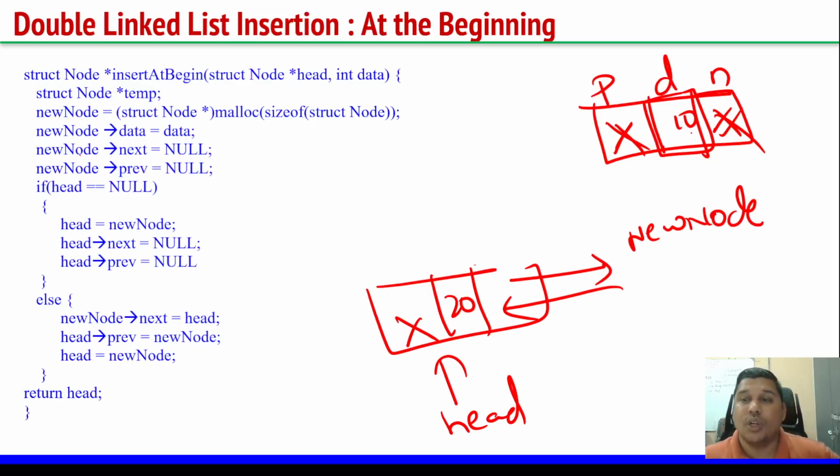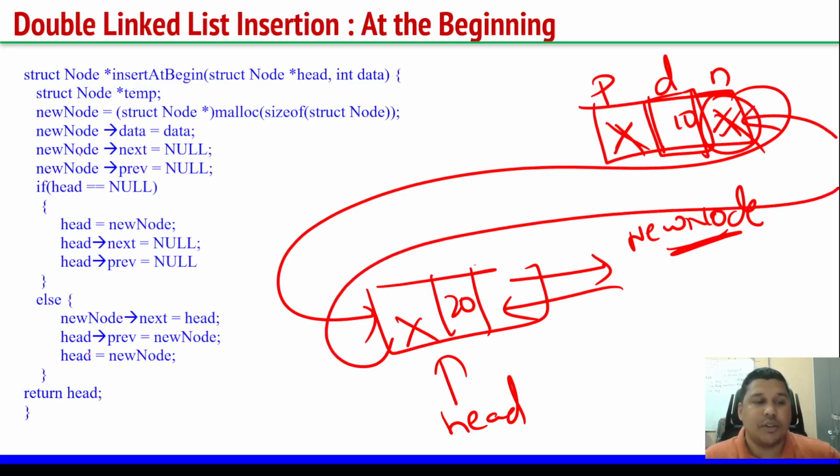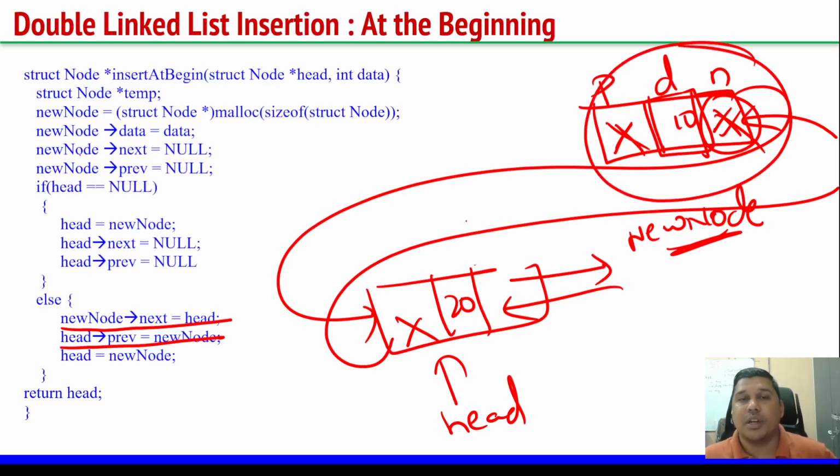Now what you have to do, this new node's next, this box should point to head, and head's previous should point to new node. See, new node's next should point to head, head's previous should point to new node, and the last one, we have to make this as our head. Why? Because head should always point to the first element of the linked list. So just to shift your head from here to here, you make this as your head.